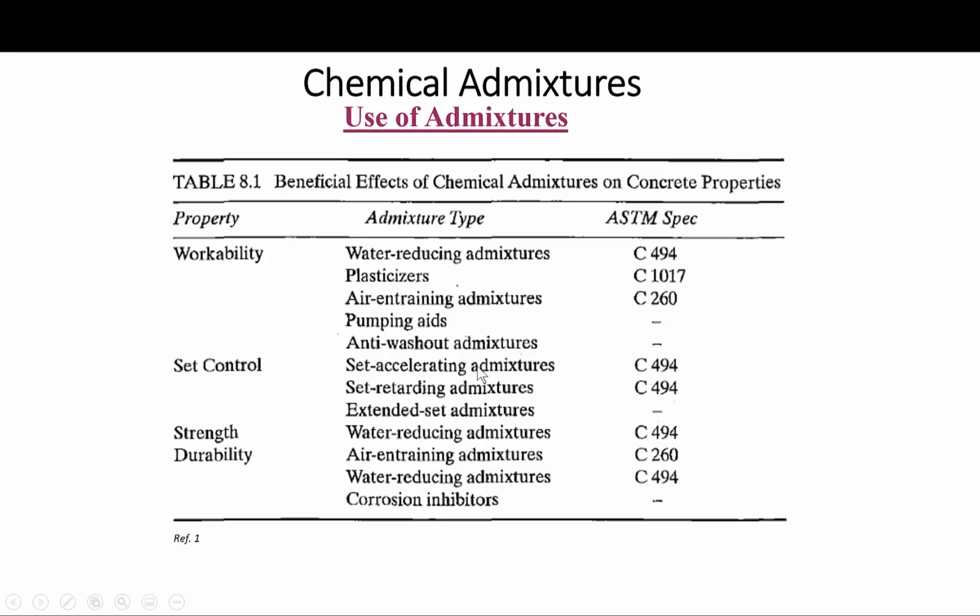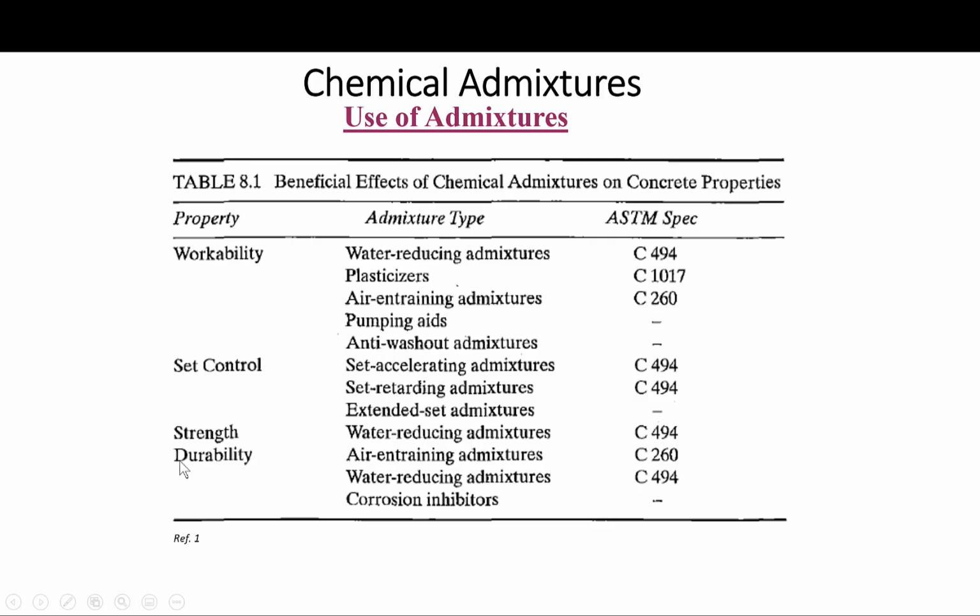The set control admixtures, again, if we want to control setting and prevent concrete, for example, from hardening too quickly. For example, we have the retarding admixtures for that. If we require early or quick setting, we can use the accelerating admixtures, okay? Or basically we control the setting time, whether we want to extend it or we want to shorten it.